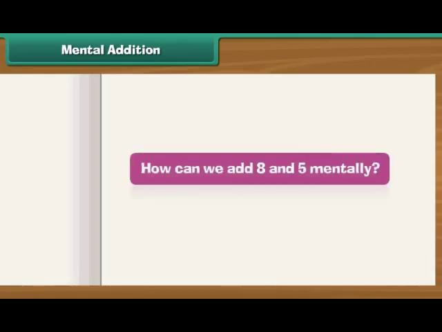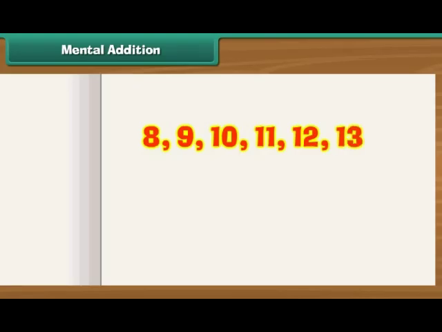Mental addition. How can we add 8 and 5 mentally? Simple. We count ahead of 8. 9, 10, 11, 12, 13. 13 is the answer. But what if we want to add 14 and 16? This technique will not work.